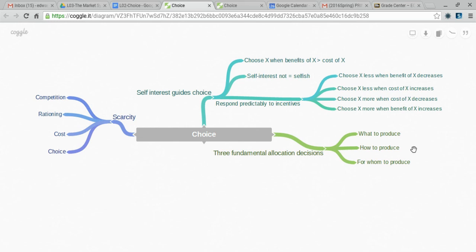Next, we've got to decide how to produce the goods and services. What land do we use to grow oranges? Land in Florida or Nebraska? What land do we use to grow wheat? Land in Nebraska or land in Florida?